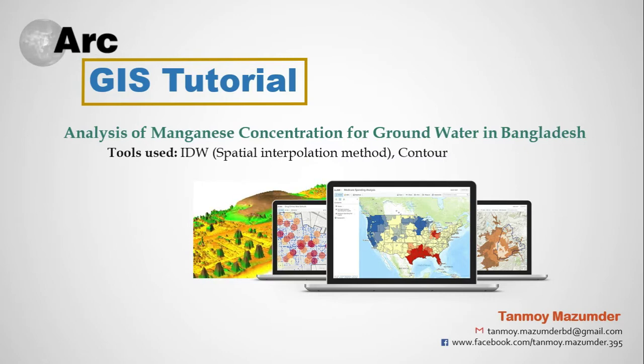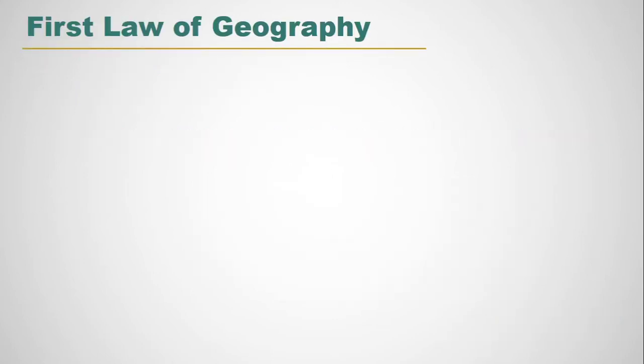Today we analyze the manganese concentration of groundwater in Bangladesh. For this special analysis, we used a spatial interpolation method like IDW. IDW means inverse distance weighting. After preparing a map by the spatial interpolation method IDW, we make a contour. So let's begin. Before starting, we need to know some basic concepts of spatial interpolation.